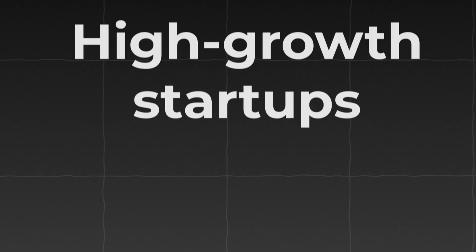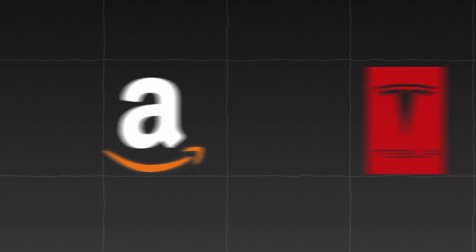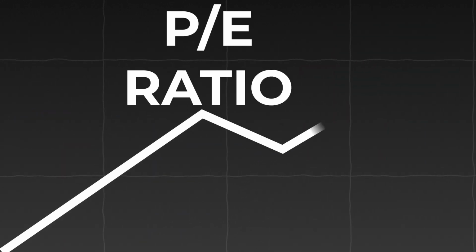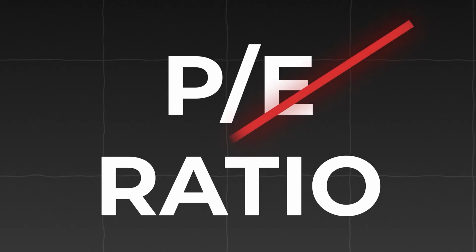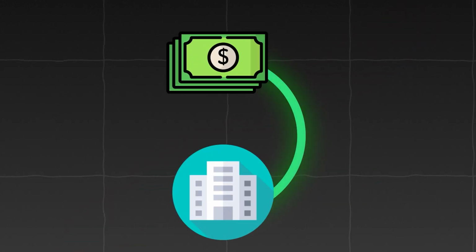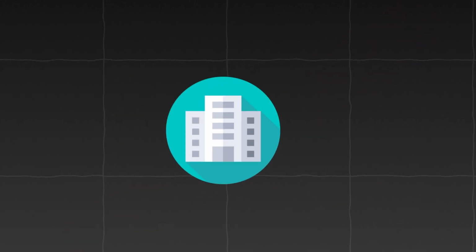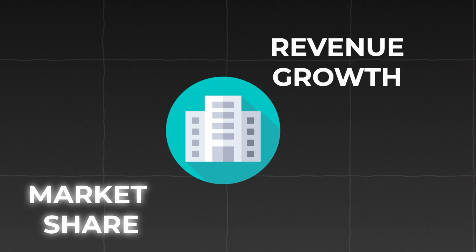There are also times when you should entirely ignore the P/E ratio. One of the biggest examples is with high-growth startups. Companies like Amazon or Tesla in their early days often had sky-high P/E ratios or no P/E at all because they were reinvesting every dollar back into the business. For these companies, focusing on revenue growth or market share tells you more than the P/E ratio ever could.